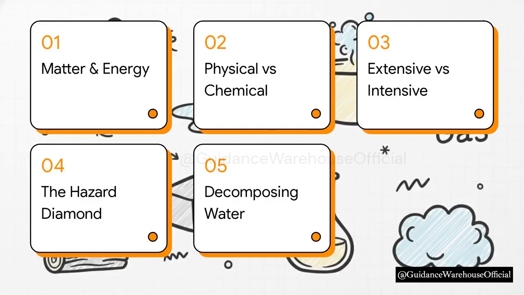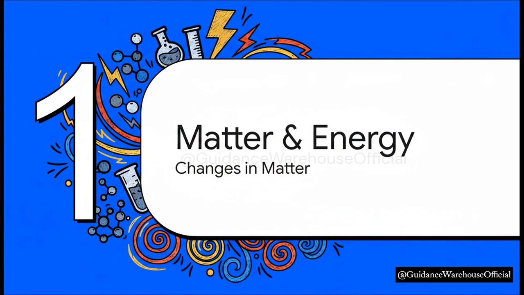All right, here's our roadmap for today. We're going to start with matter, energy, and change. Then we'll break down physical versus chemical properties. After that, extensive versus intensive properties. We'll decode the chemical hazard diamond. And finally, we'll wrap it all up by decomposing some water in the real world. Let's get into it. Part 1.